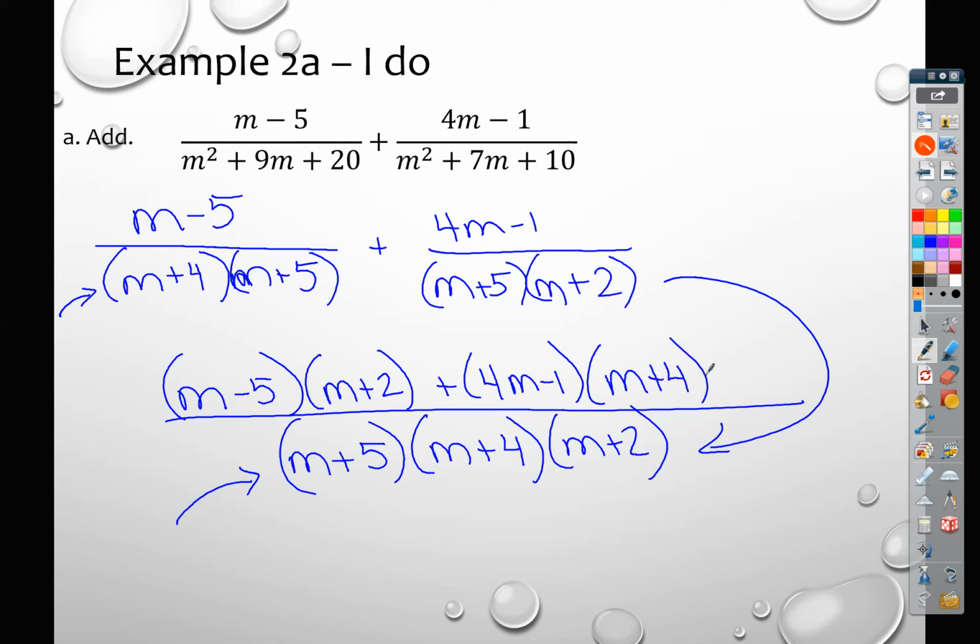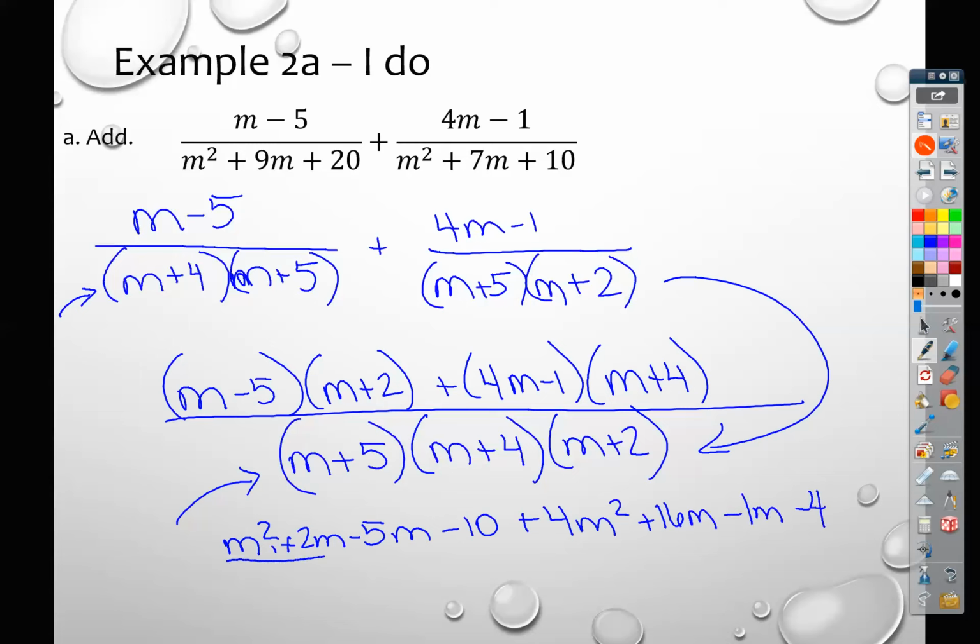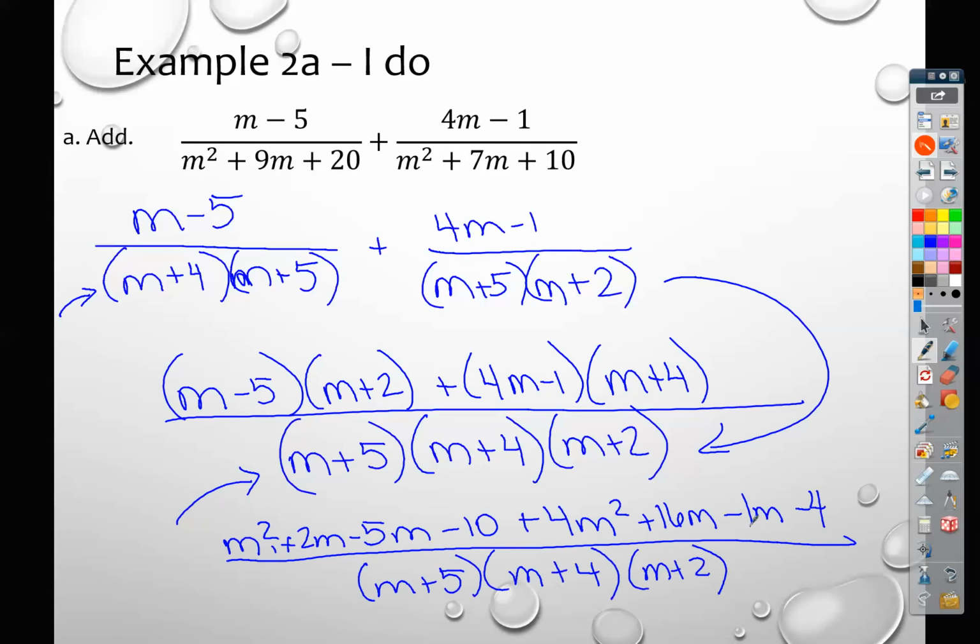All right, so now I'm going to multiply everything together that I can. So I get m squared plus 2m minus 5m minus 10. So that's the first one, plus 4m squared plus 16m minus 1m minus 4. And that is all over m plus 5 times m plus 4 times m plus 2. This problem is getting very large. All right, let's combine like terms.